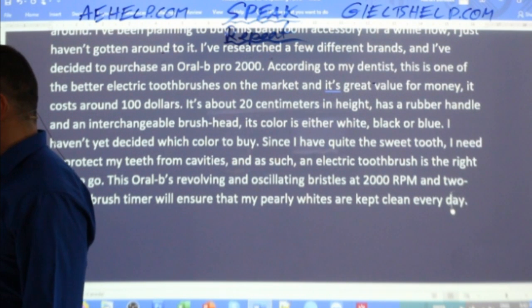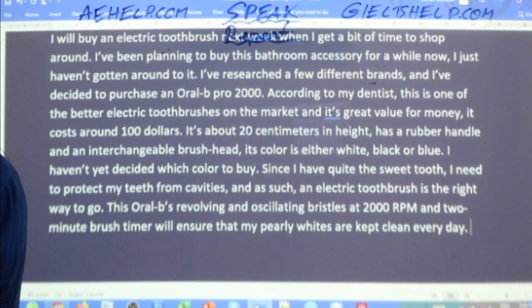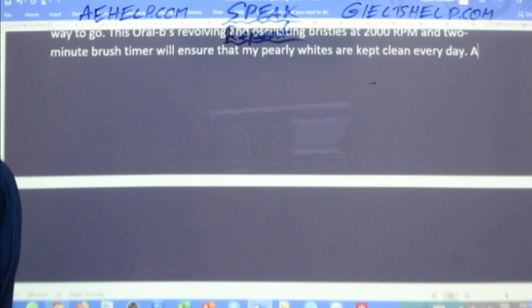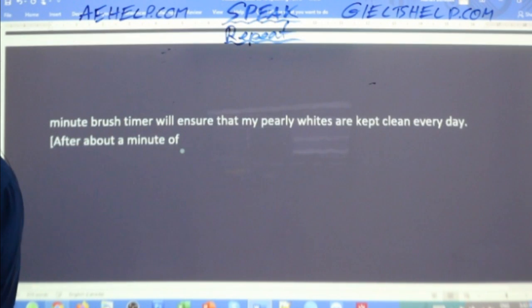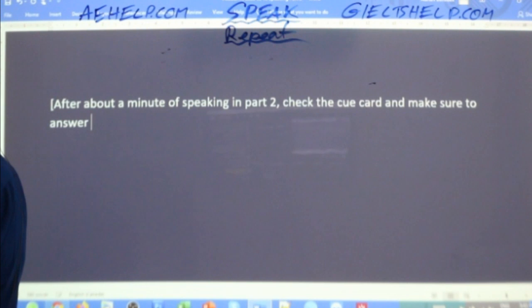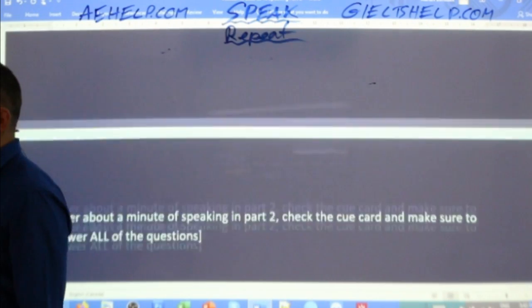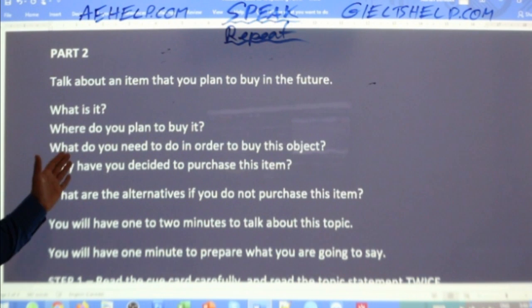Now, at this point, you want to make sure that you're answering the cue card, okay? So after, I'm going to put this into brackets or parentheses here, after about a minute of speaking in part two, check the cue card and make sure to answer all of the questions. It's very important to get a high band score. Okay, so that's what we want to do now. We look at the cue card and we're making sure that we're answering everything on the card.